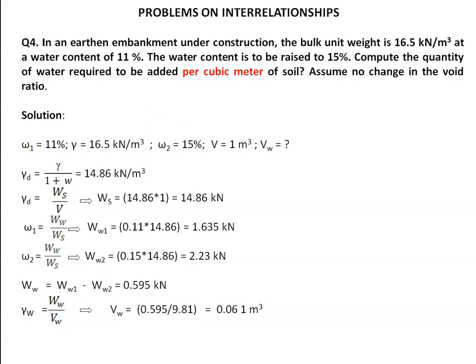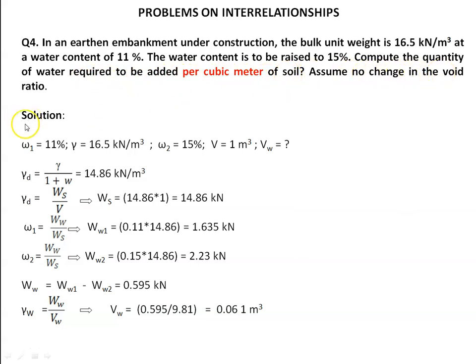per meter cube at a water content of 11%. The water content is to be raised to 15%. Compute the quantity of water required to be added per cubic meter of soil. Assume no change in the void ratio.